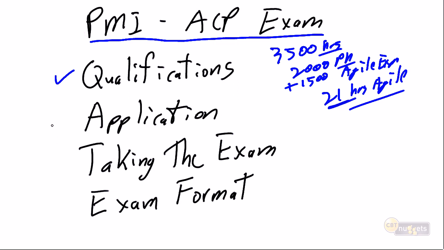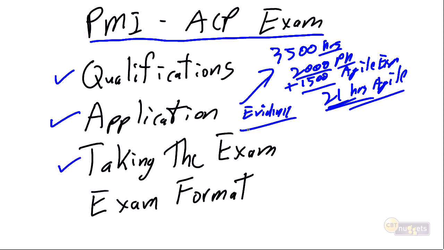You submit your application online. You go to pmi.org. You submit your application. You provide the evidence of when and how you've gathered your 2,000 hours of PM experience and your 1,500 hours of Agile experience. You show them evidence that you have completed this Nugget series. You submit your application. You get accepted by PMI. You go to a Prometric website, assuming you live within 300 kilometers of the site.